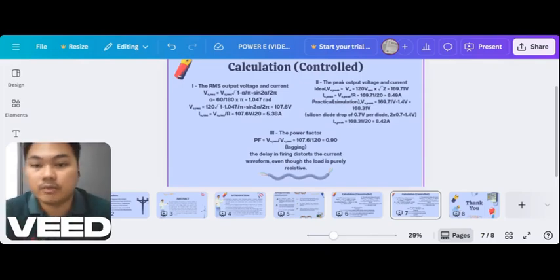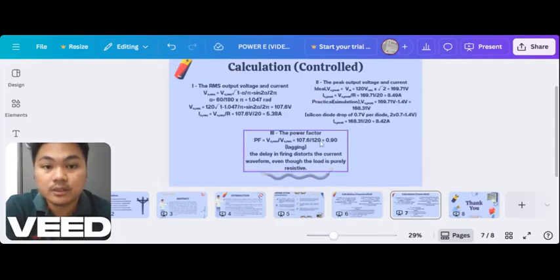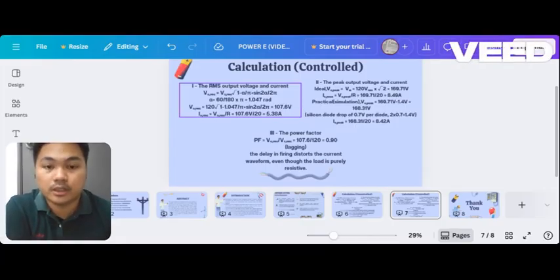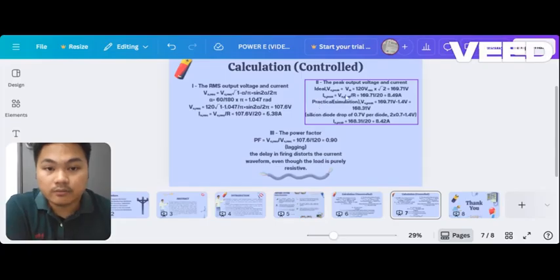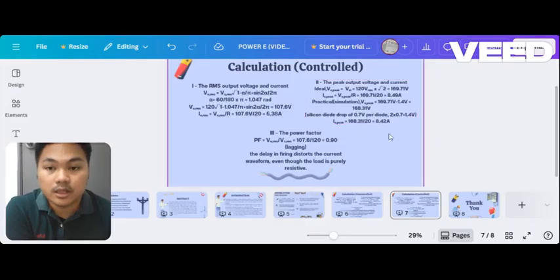So the I naught RMS is equal to V naught RMS over R, equal to 107.6 volt over 20 ohm, equal to 5.38 ampere. The second one, we calculate the peak output voltage and current, the same as the uncontrolled one. So the ideal value, V naught peak equal to Vm, is equal to 120 Vrms times square root 2, equal to 169.71 volt. The I naught peak is equal to V naught peak over R, 169.71 over 20, equal to 8.49 ampere.